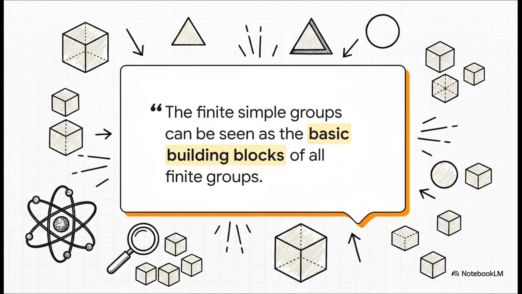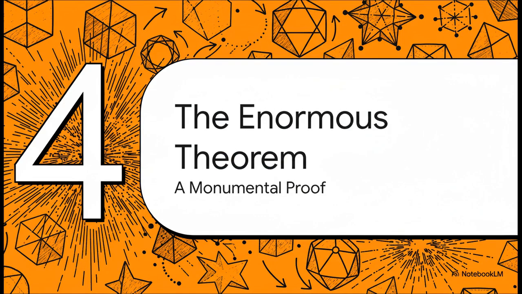And look, this isn't just me trying to make it sound simple. This analogy, this idea of atoms, is the core concept that launched one of the most incredible, most ambitious projects in the entire history of mathematics. It was a quest to find and to classify every single one of these fundamental building blocks. So, what did this quest actually look like? Well, it was absolutely monumental. The search for all the simple groups resulted in a proof so gigantic, so sprawling, that people just started calling it the enormous theorem. And trust me, it earned the name.